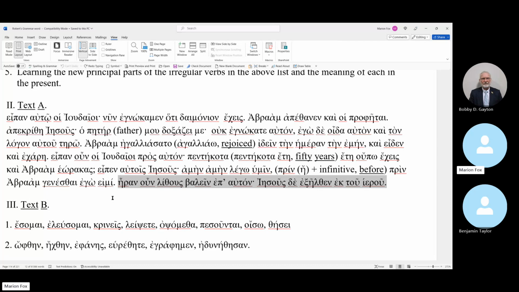Yeah. Hey, Rand, lethus balen ep aton, Jesus de exel ben ectum heru. Therefore, they lifted up a shaped stone to throw to him, but Jesus went out of the temple. They're not throwing to him.